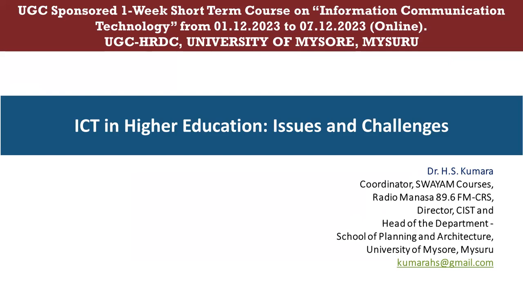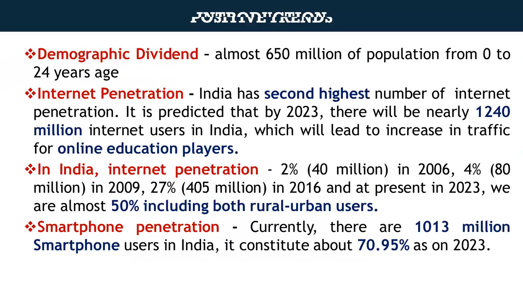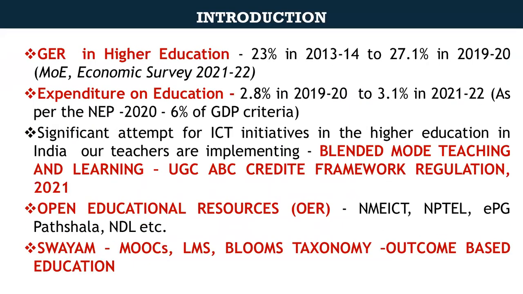Today in this session, we are going to discuss information and communication technology in higher education. Then we can also see some of the issues and challenges. What are the issues and challenges as far as information and communication technology is concerned? Looking at the gross enrollment in higher education, as per the data, it was 23% in 2013-14. Again, it increased further to 27% in the year 2019-20.